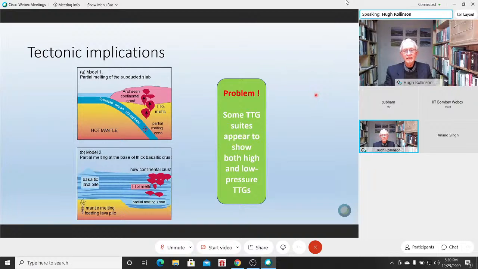However, we have a problem here because some TTG suites appear to show the effects of both high pressure and low pressure melting. Now, this is a problem if we are trying to use the difference between the two in the geochemistry to discriminate between two models. It gets worse, as I'm about to show you now, as we look at some more recent developments in this field.